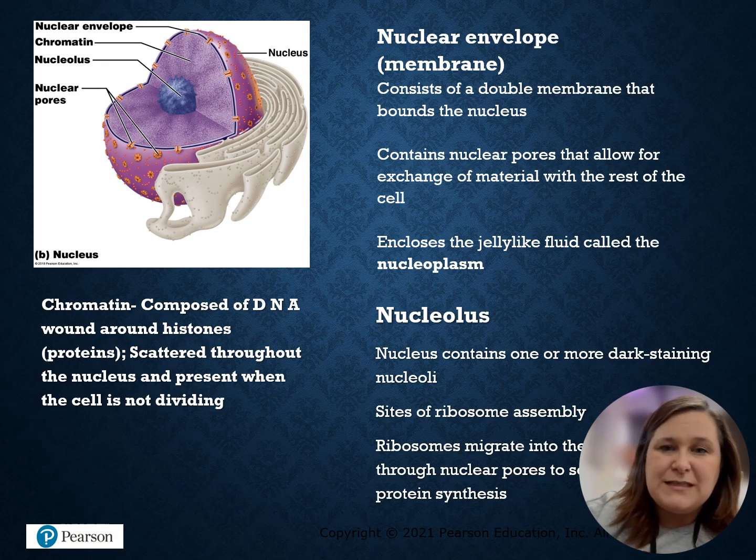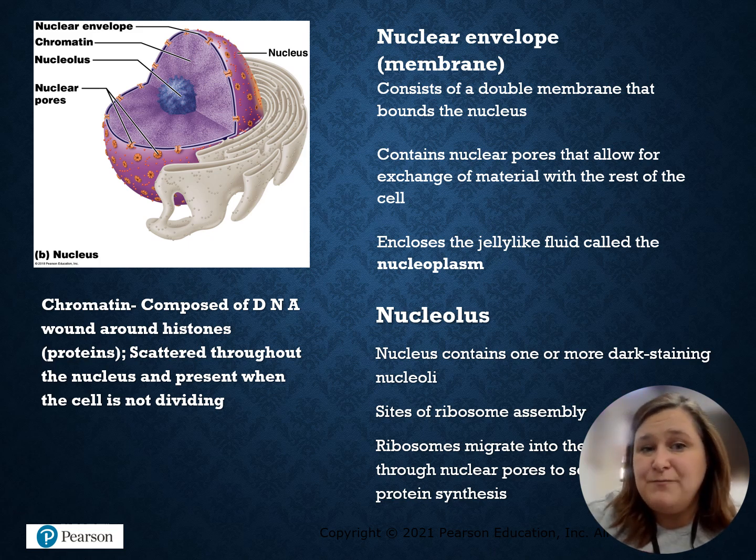So let's talk a little bit about the nuclear envelope, the nucleolus, and chromatin. The nuclear envelope, again, is going to consist of a double membrane that kind of goes around and encloses the nucleus. It's going to contain nuclear pores. If you see all these little orange spots, these are nuclear pores that are going to allow for exchange of materials with the rest of the cell. So sometimes we need to move things in and out of the nucleus, especially genetic material. So the pores are going to be how we do that. And this encloses the nucleus in a jelly-like fluid called nucleoplasm.